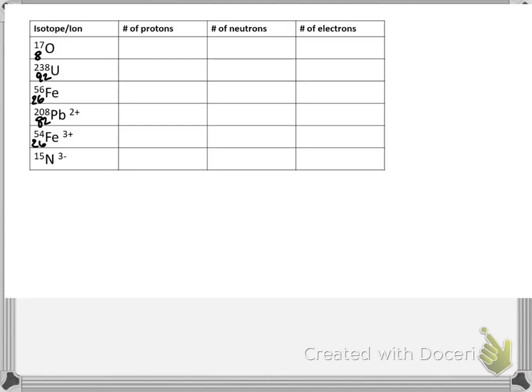We know that because if we look up the symbol on the periodic table, this is the integer associated with the element. That means there are 8 protons for oxygen, 92 protons for uranium, 26 protons for iron, 82 protons for lead, 26 protons for iron again, and then 7 protons for nitrogen. We get this from the periodic table.